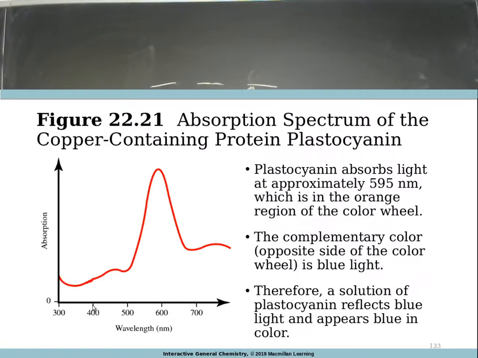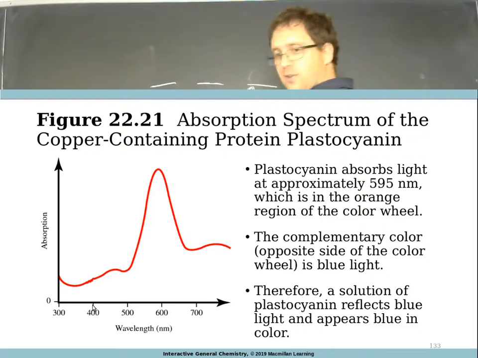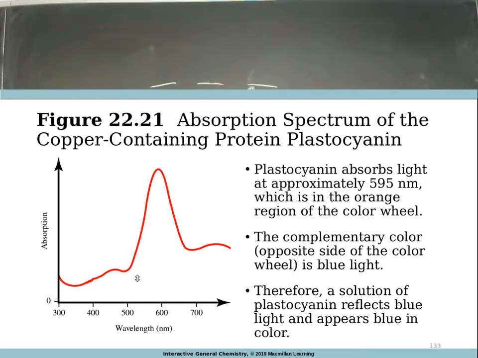Okay, and the other way to do it is to actually take an absorption spectrum. And so here we've got a plastocyanin complex. It's a protein, and it absorbs light at 595 nanometers. If we look at the color wheel, that's orange, and plastocyanin actually looks blue to the naked eye. And let's go ahead and take that 595 nanometers and figure out what is the crystal field splitting energy for plastocyanin.